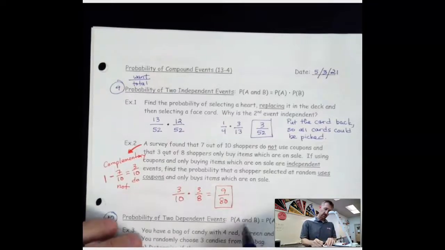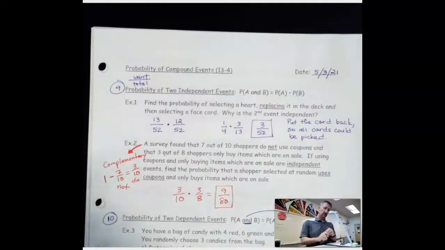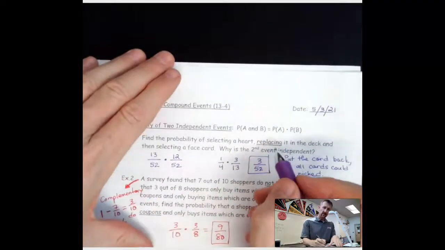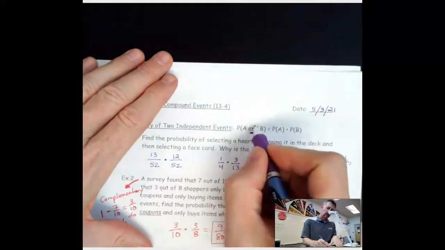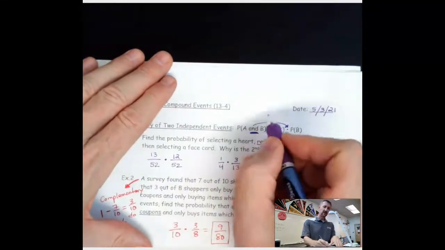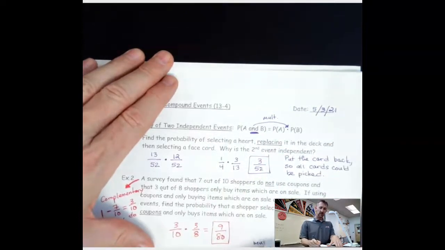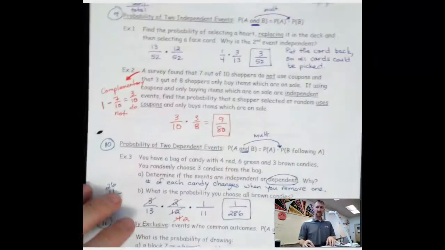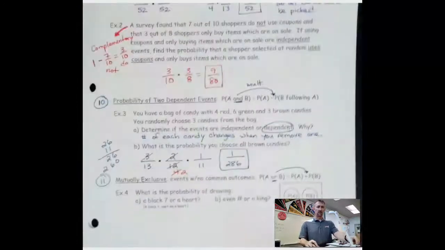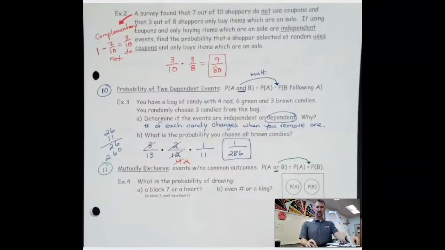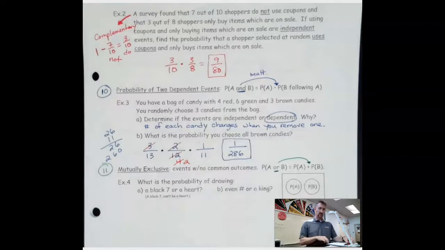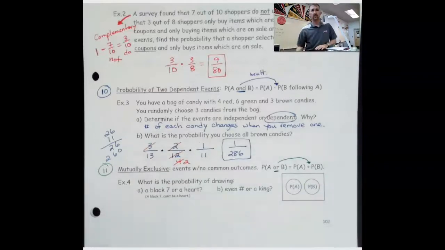So notice how the word "and" right here, and we multiply right there. The word "and" right here, and we multiply. So "and" means multiply, and "or" means add, for the most part. Okay. I'm going to switch that up there so it's not in the way.